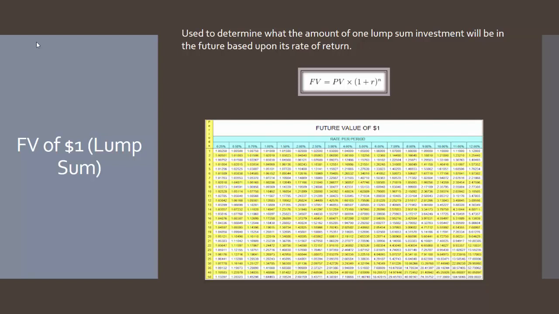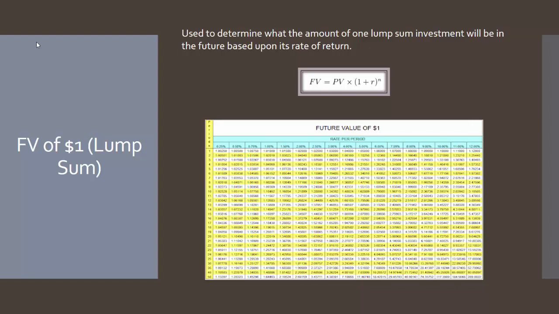So if your company had $20,000 in excess unrestricted cash flow, and instead of just having it sit around doing nothing, they decided to buy some kind of investment with it to maximize their income. They put the $20,000 in, say they keep it invested for 5 years, they're going to get some kind of return off of that investment. Well, what is the amount of return going to be? That's what you use the future value of 1 for.